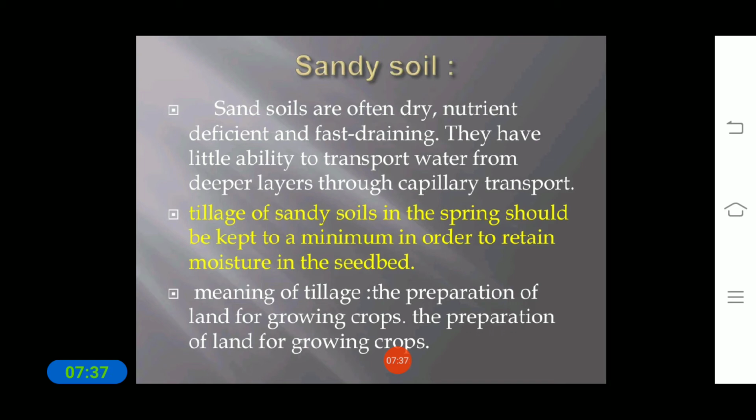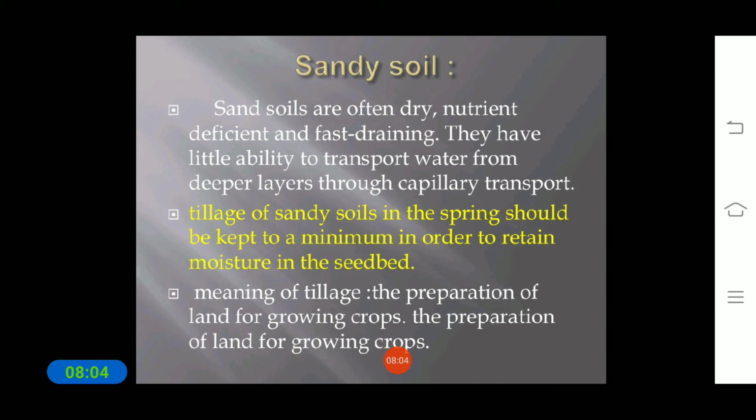Also, they have little ability to transport water from the deeper layers through capillary transport. And also, tillage of a sandy soil in the spring should be kept to a minimum in order to retain the moisture in the seed bed.